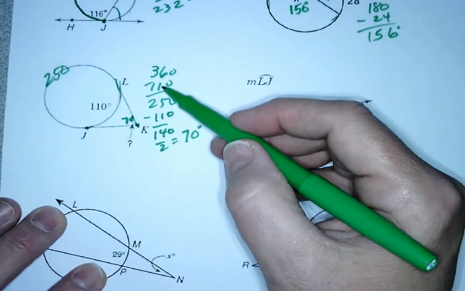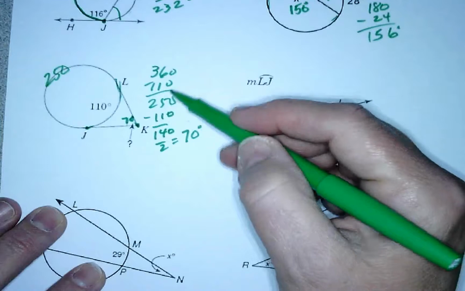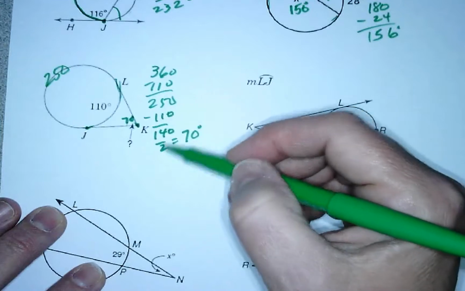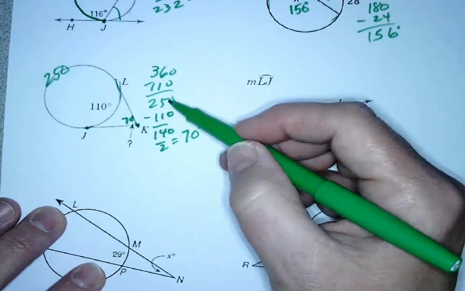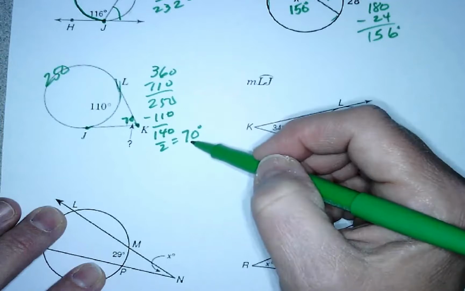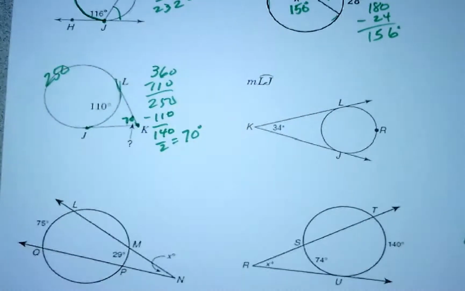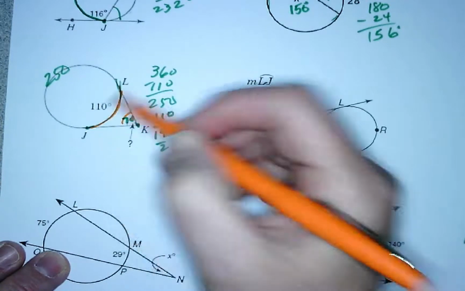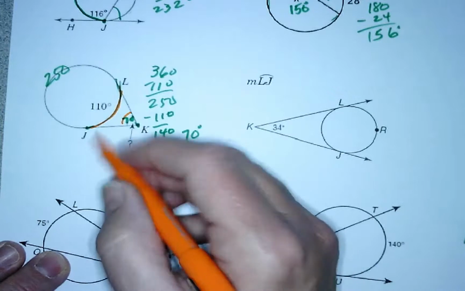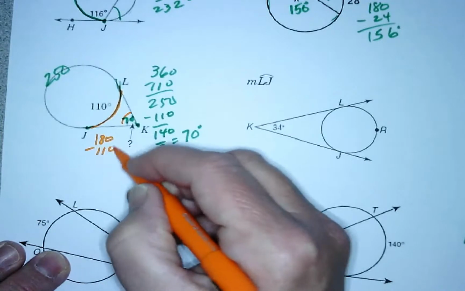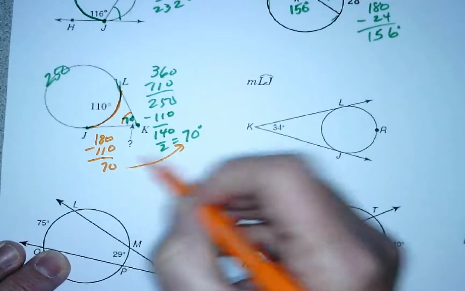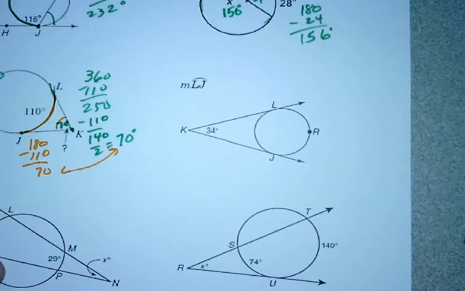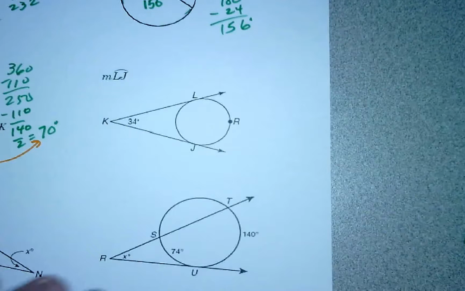Okay, so I subtracted my arcs and divided by 2. That's how I get an outside angle, subtracting the arcs and dividing by 2. Or you can do the shortcut that we showed you, where this angle and its first arc right here are always going to be supplementary. They're always going to add up to be 180. So 180 minus the 110 is 70 degrees. Woohoo! Remember, it only works for tangents with outside angles.